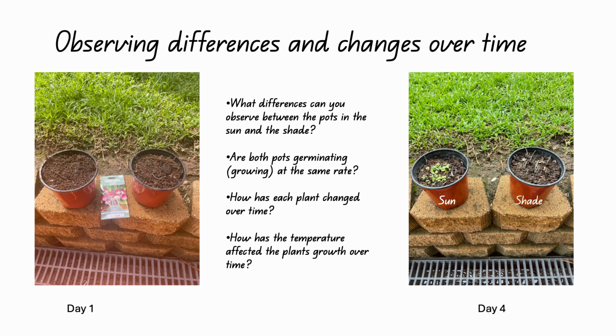How can we observe differences and changes over time? Let's put our lab coats on and have a go at observing like a scientist. Asking questions is key to observing. For instance, what differences can you observe between the pots in the sun and in the shade? Are both pots growing at the same rate? How has each plant changed over time? How has the temperature affected the plant's growth over time? Pause the video and have a little think about how you might answer those questions.